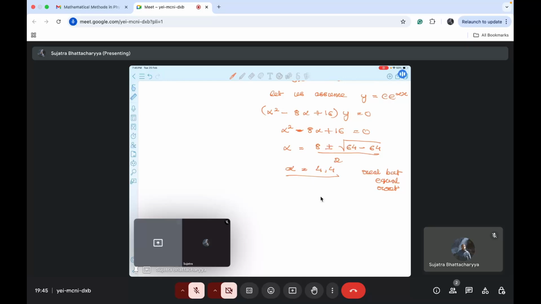Then what will be the solution? We have seen that y is equal to c1 plus c2x, directly you write e to the power 4x. This is the solution.